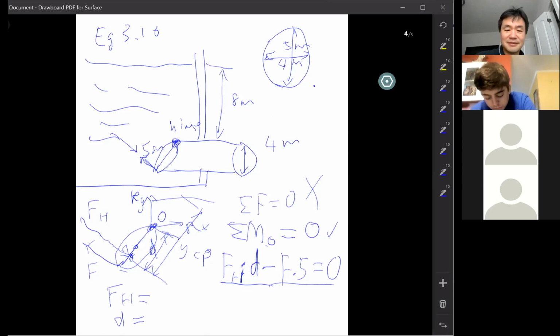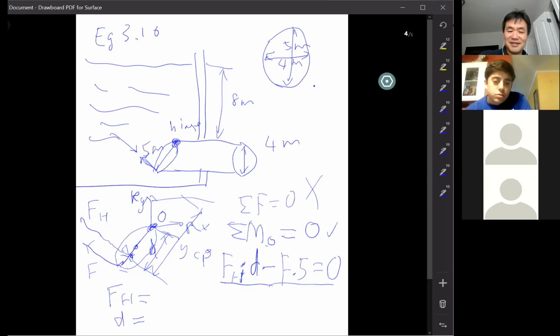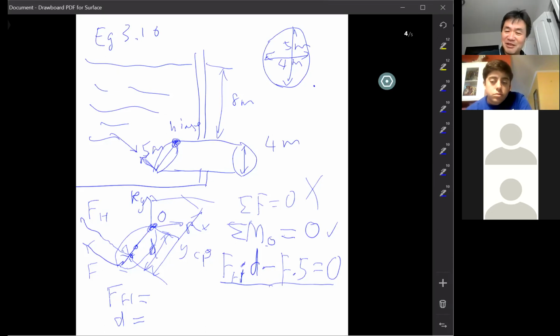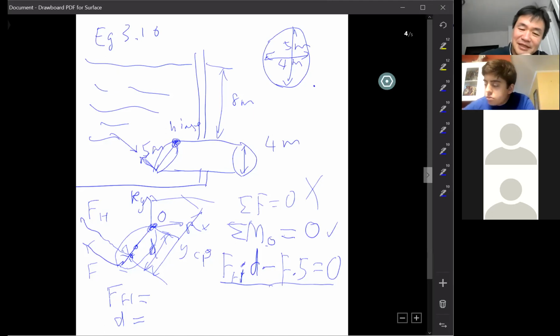Okay, is that right? Is that the thought process, the problem solving process? So which one is easier to find, FH or D? Well, similar difficulty, right? Maybe my FH is easy to find. How do you find the hydrostatic force? You still remember? Anybody? If you don't remember, you can just write down the equation you remember.